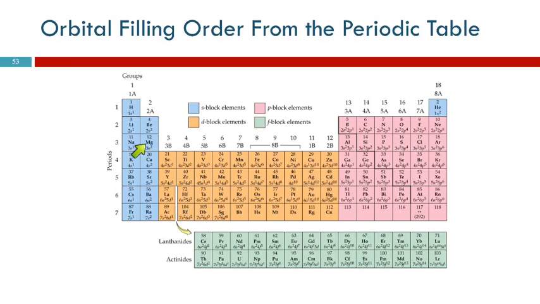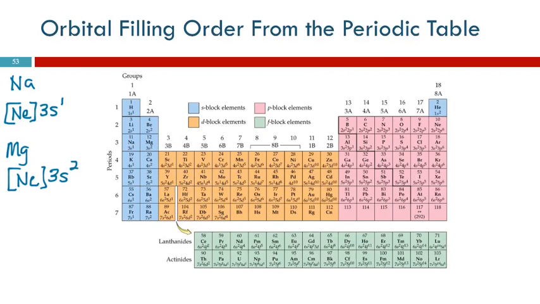Magnesium being neon in brackets. Yep. Magnesium would be neon in brackets, 3s2. I should write it on the other slide, but I'm writing it on this slide. So for sodium, we would write neon in brackets. That stands for the electron configuration of neon, 3s1. And if we wanted to do magnesium, it would be neon plus 2 electrons, so 3s2.